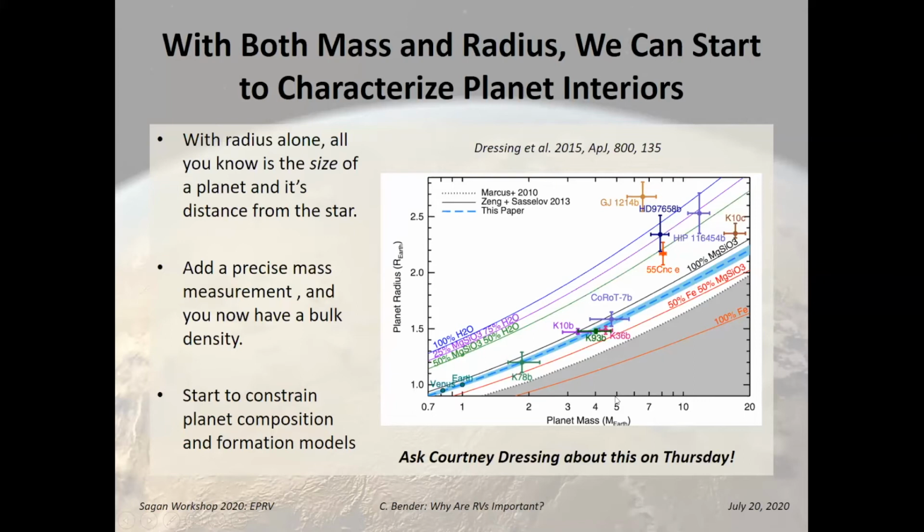So here's a plot from Courtney Dressing from a few years ago, where she was taking what at the time was a very small number of planets with good mass and radius measurements, and trying to see where they fell on various models of interior planet construction. And she will be talking on Thursday, and I encourage you to ask her questions about this.